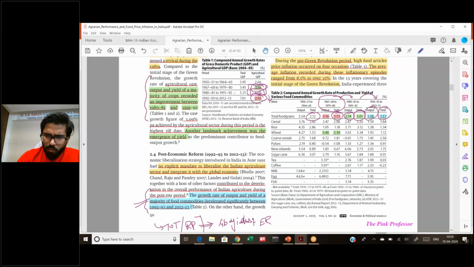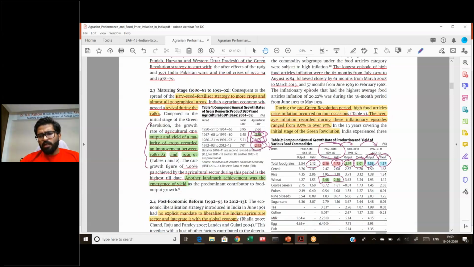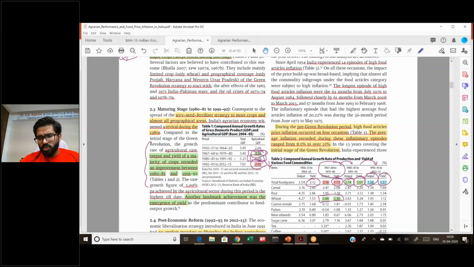Apart from that, what I was talking about is that in the 1960 to 1980 period, there was only one commodity which benefited from the initial phase of the Green Revolution; apart from that, all other sectors were on a decline. Whereas if you see the maturing phase, you will find that almost all sectors were doing well. So this is what we are talking about, that in the post-liberalization era, the output as well as the yield has actually decreased.